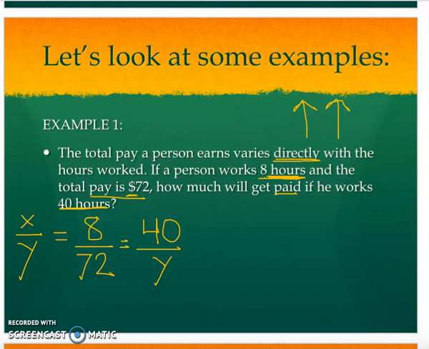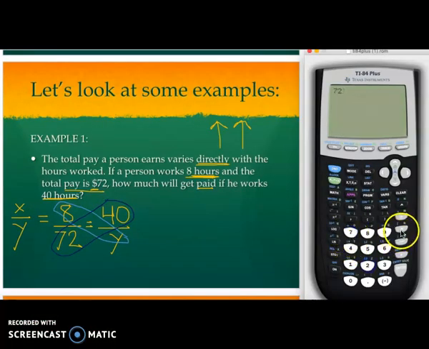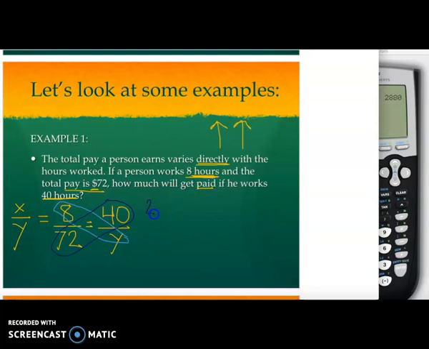So what we're going to do to solve for Y is we are going to cross multiply like this. This might be something you remember from 7th grade algebra, or this might be something that is new to you. But we're going to cross multiply to solve for Y. So we're first going to find 72 times 40. Let me get my calculator. 72 times 40 equals 2,880.